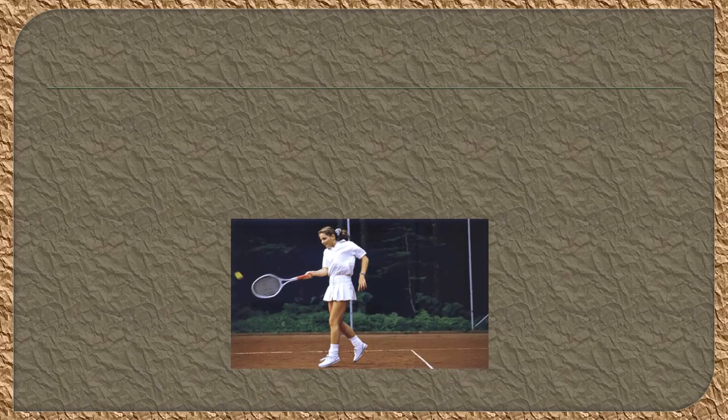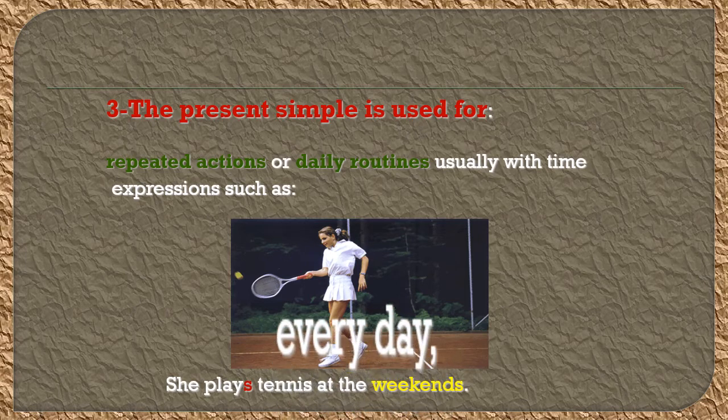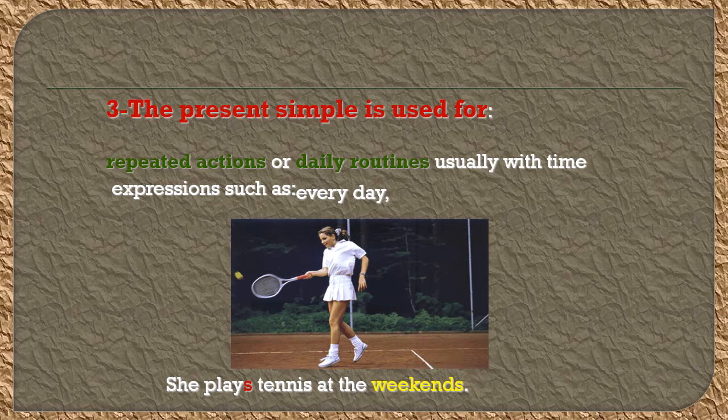The present simple tense is used for repeated action, the action which is repeated, or daily routine, usually with time expressions such as every day. She plays tennis at the weekends. With the pronouns he, she and it, we have to add s to the verb. That's why we say she plays tennis at the weekends. It's a repeated action or daily routine for her. So when we talk about repeated action or daily routine, we have to use the present simple tense. Every week, every Monday.